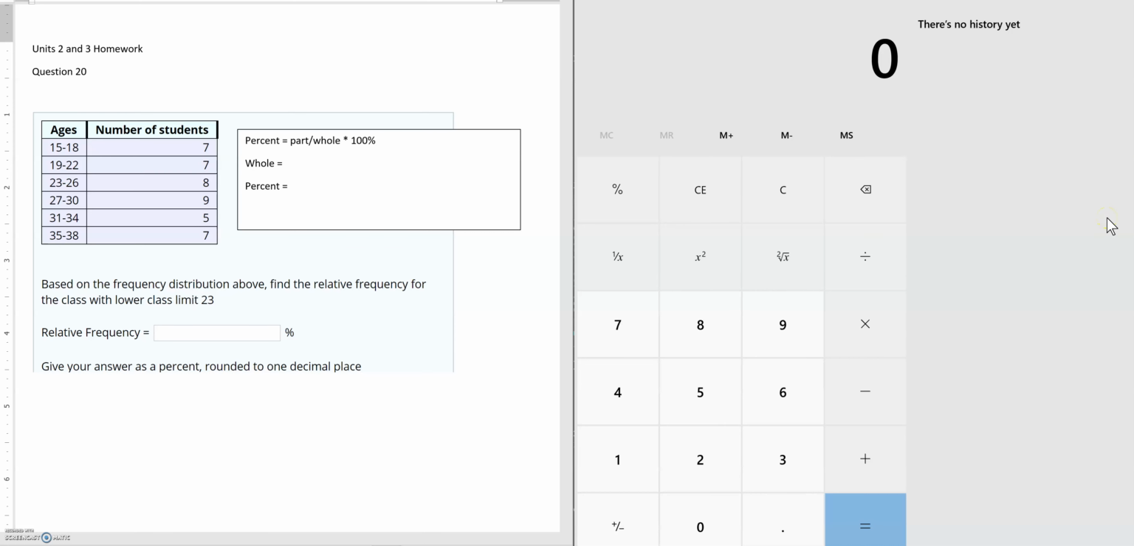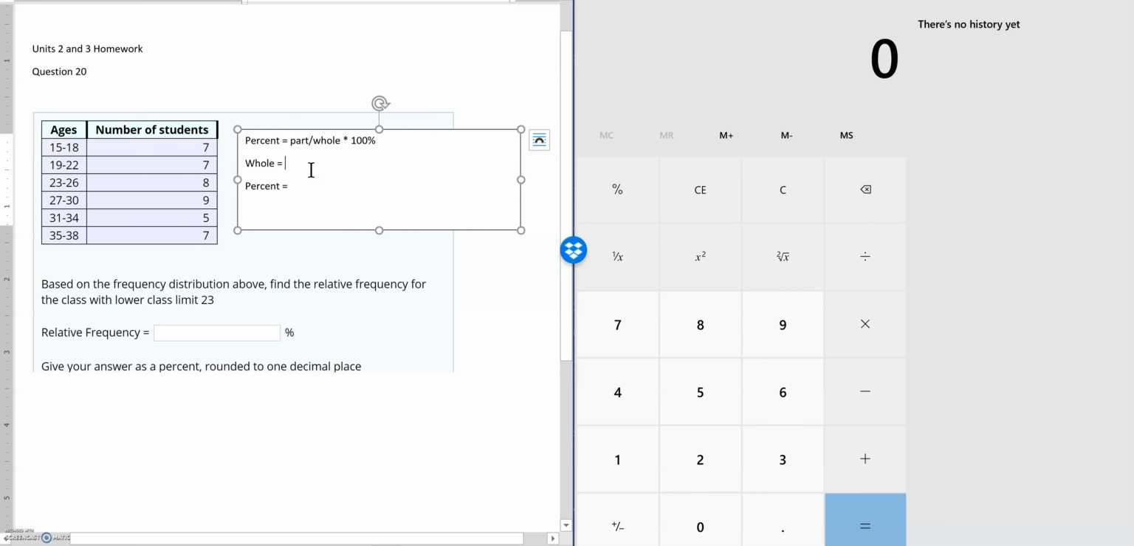Hi everyone. For this question, again, we are asked to find the relative frequency. The relative frequency is defined as a percent, which is the part over whole times 100. So to do this question, we first need to figure out what the whole is. The whole is going to be all the students that were asked in this little table. So to do that, I've got to add this all up.